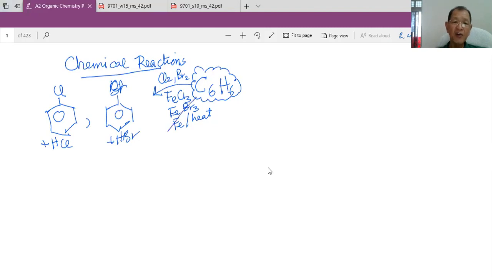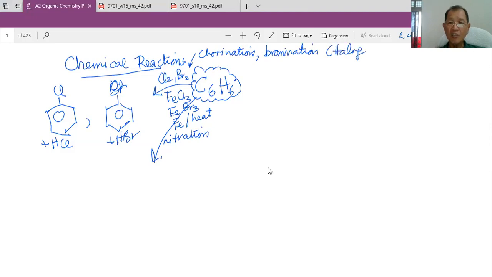Now the second reaction, of course, is nitration. We call it nitration. Or in this case, it's called chlorination. Or they call it bromination. Or the general way is called halogenation. Nitration. So what do you do?